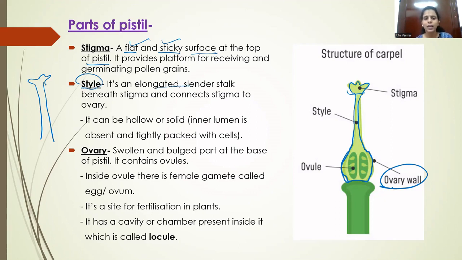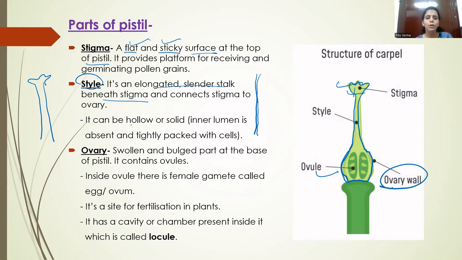Now next one is the style. The style is an elongated and slender stalk. Slender means thin. So the style is an elongated, that means long, and slender stalk, and this stalk connects the stigma to the ovary. The style provides a pathway for the growth of the pollen tube. After germination of the pollen grain, the pollen tube is formed. This pollen tube has male gametes, and these male gametes from the stigma should reach the ovary. So this pathway or guidance for the growing pollen tube is provided by the style.